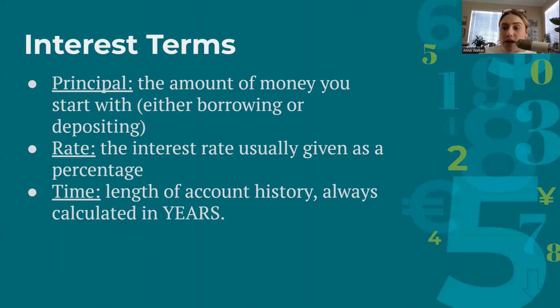Rate is the interest rate, and it's normally given as a percentage, like 3%, 2.5%, and so forth. And then time is going to be the length of your account. Like how long have you had this account, or how long has this account been earning interest? And we always measure the time in years.